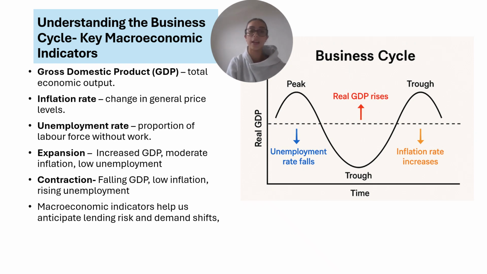At Valiant, aligning our lending practices with the business cycle is essential. In expansion phases, we might focus on growth sectors, while during contractions, we emphasize risk mitigation, liquidity, and supporting clients through financial restructuring or relief options.